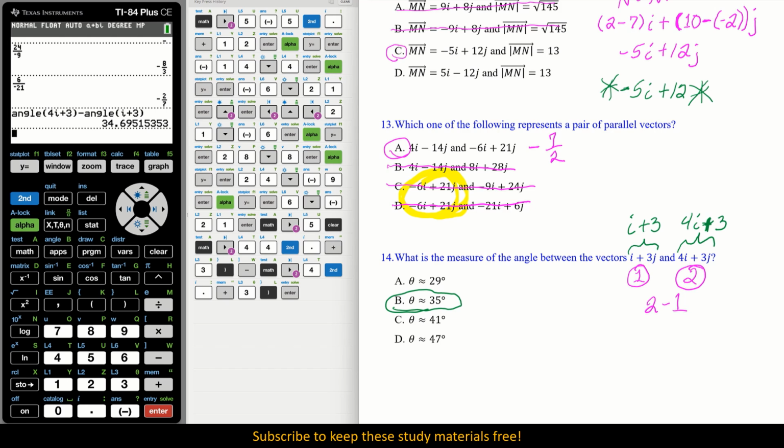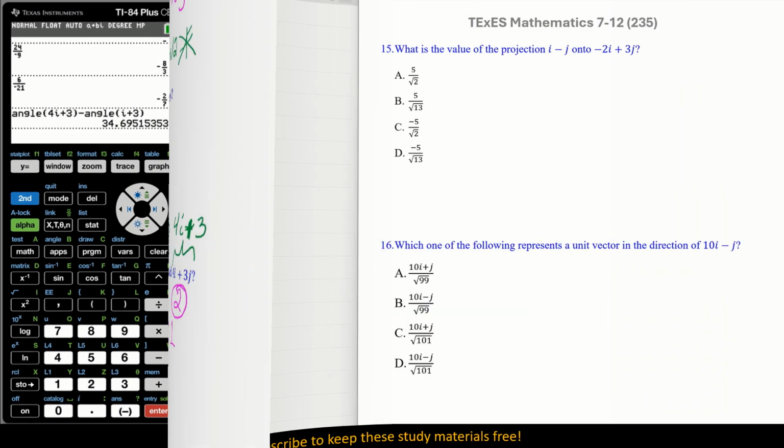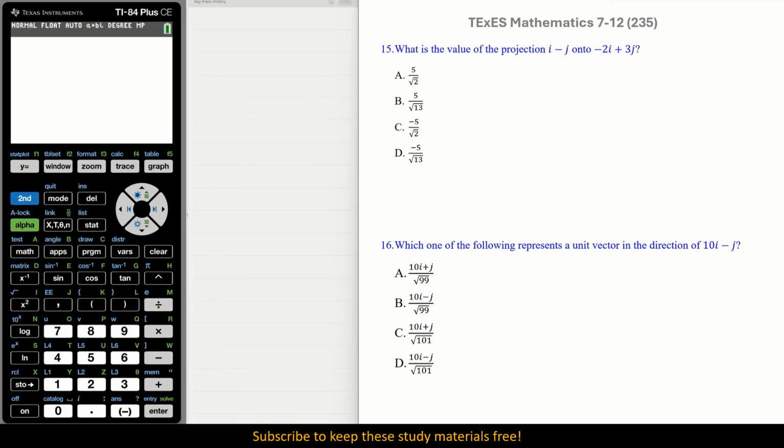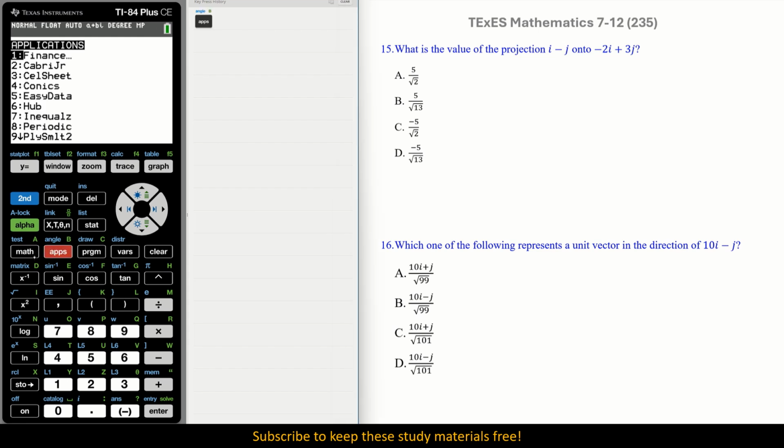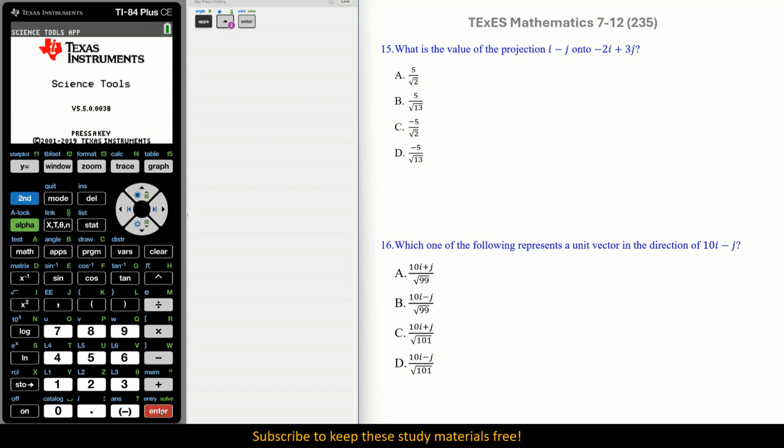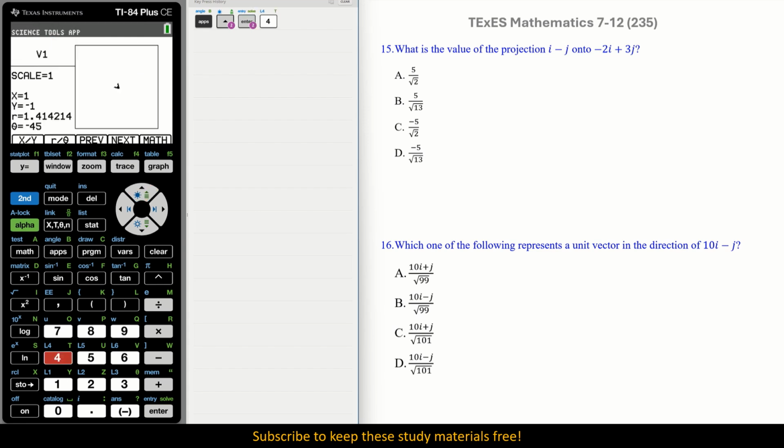Okay. Let's move on to the next item. What is the value of the projection of i minus j on negative 2i plus 3j? Well, I'm going to use the application in our apps, the side tool, to get the angles so we can add the angles together. So let's do apps and arrow up until you see side tools. Press enter and enter again. We want number 4.